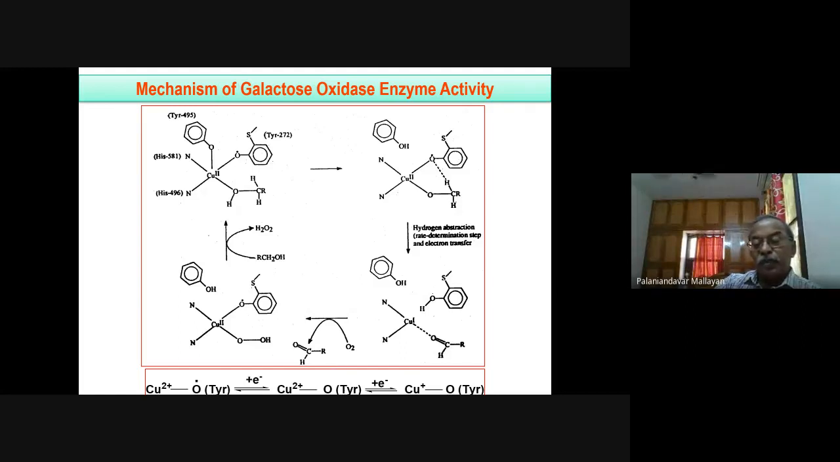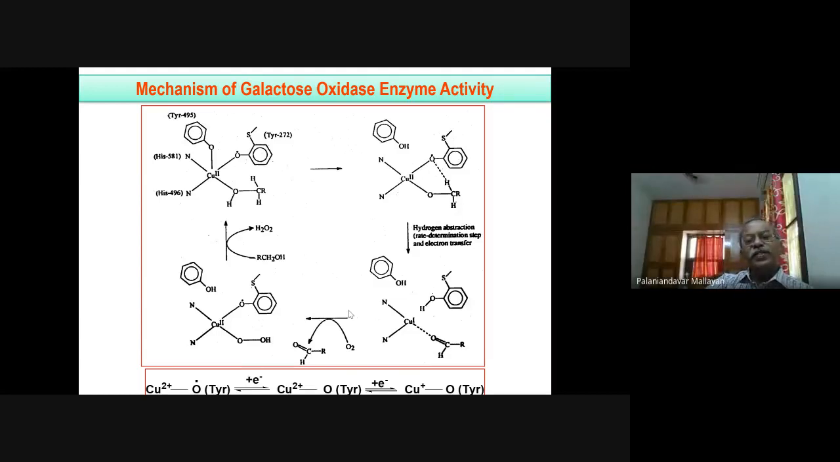So electron is taken away from the dioxygen bound here. Another electron is from copper. Another electron is taken up from the bound oxygen here. So it involves two electrons. A pair of electrons is involved in the oxidation reactions. So this is the novel enzyme activity.